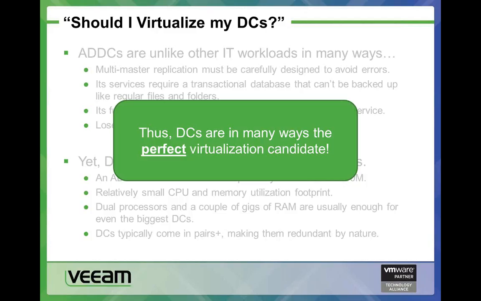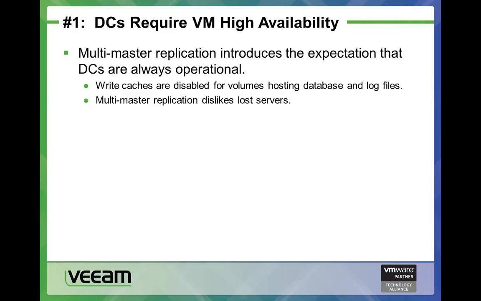Now, in doing that, there are 12 important points, 12 best practices that you should be aware of whenever you're doing this domain controller virtualization. Okay, let's talk about what these are. Number one is just the recognition that domain controllers require high availability, right? And if you're going to implement domain controllers as a virtual machine, the multi-master replication that occurs between those domain controllers assumes that those domain controllers are always up and running.